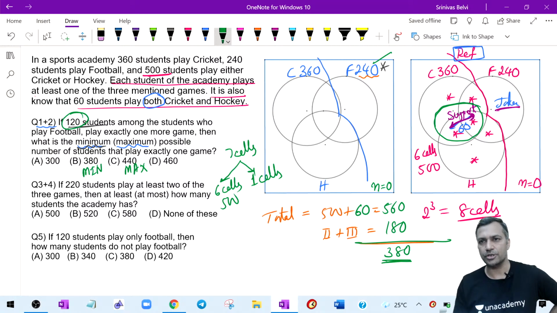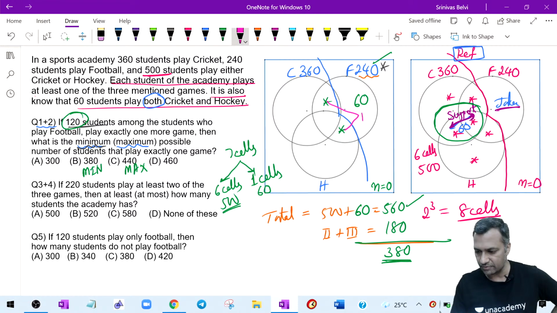Answer changes, no, Kishan? If you put 60 here, why will the answer not change? Because your total will change, isn't it? 6 cells are 500. The 7th cell becomes 60. Then the total is changing. No, so this star and this star together is 120. The author has given local information. In this question, it is 120.